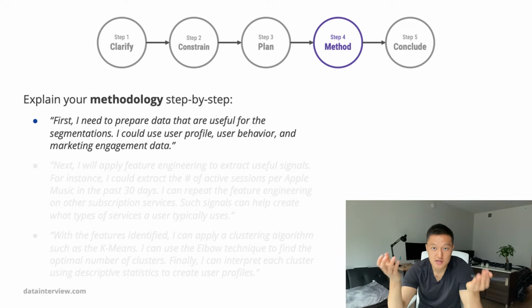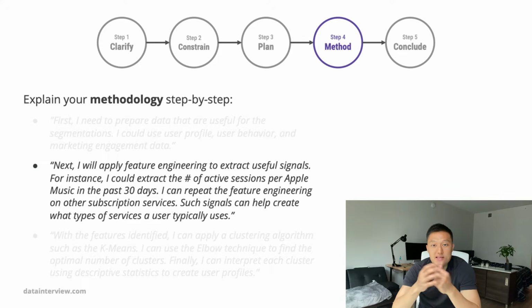In this case, it's going to be clustering. So you can say something along the lines of, next, I'll apply feature engineering to extract the useful signals. For instance, I could extract the number of active sessions per user in Apple Music in the past 30 days. I can repeat the feature engineering on other subscription services. Such signals can help create what types of services a user typically uses.